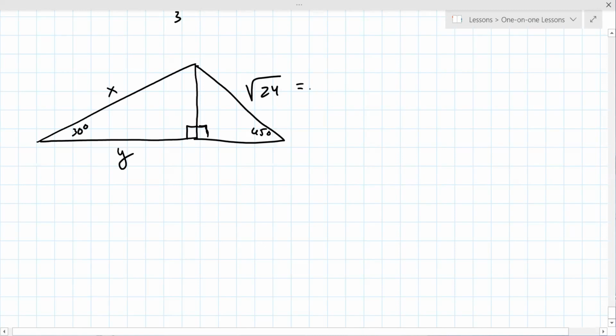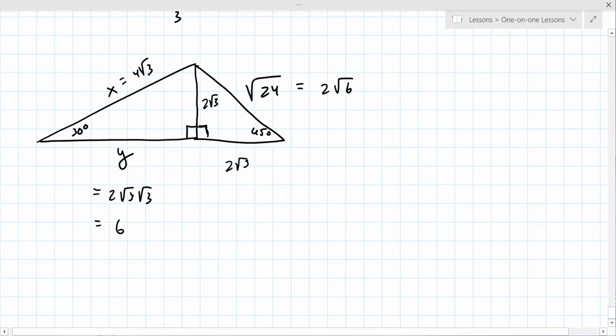Square root of 24 is 2 square root 6. Yeah. And then you divide by square root of 2, you get 2 square root 3 on this leg and 2 square root 3 on this leg. Yes. So that's your short leg. So you multiply by square root of 3 here. So it's 2 square root 3 times the square root of 3, which ends up being 6. And then you double it to get 4 square root 3 there. Is that what you got?